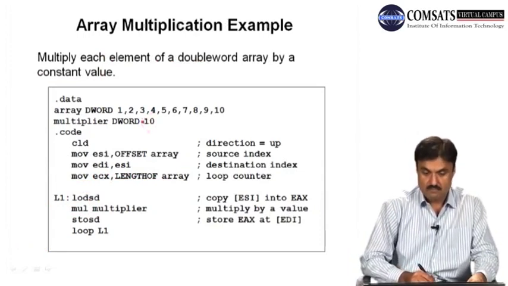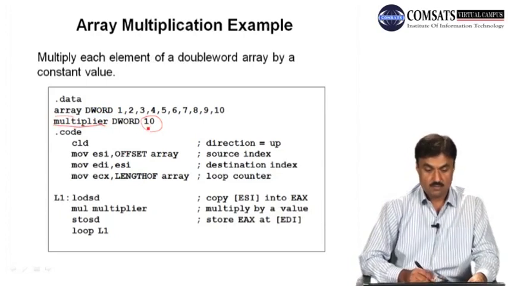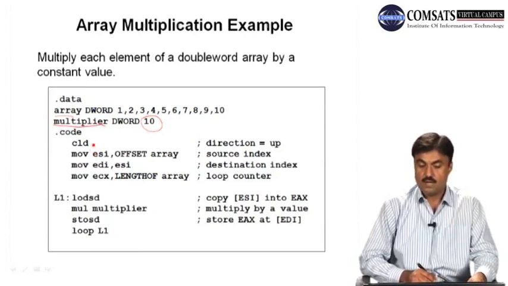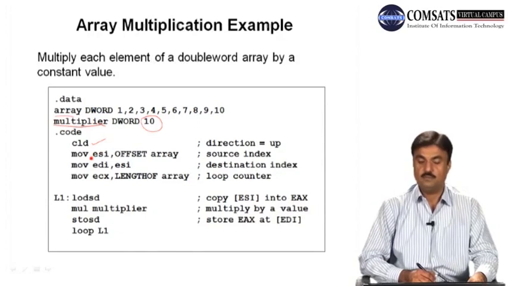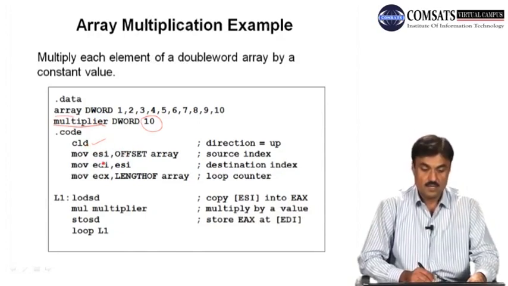an array with some value. So we have the array, and it is of type double word, and the multiplier is a variable, its value is equal to 10. We are going to set the direction in the forward direction. So we are actually clearing the direction flag, and ESI has the offset value of the array. EDI is equal to ESI.